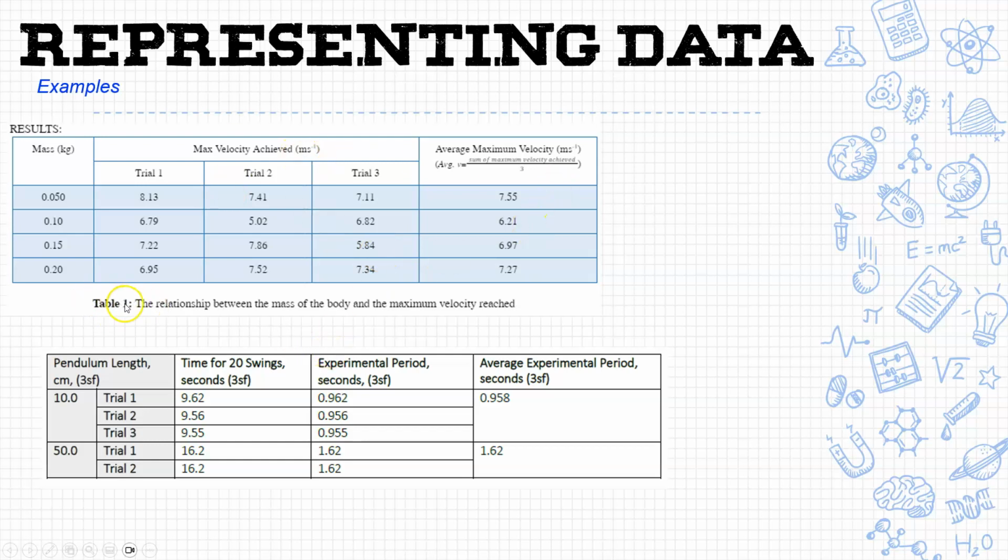See how we've got the table label below? This is what I talked about earlier. So table 1 is the relationship between the mass of the body and maximum velocity reached. Another example, this was a pendulum experiment. So we've got pendulum length in centimeters, time for swings in seconds, the period is in seconds, experimental period is in seconds, trials, data. It's a really nice looking table. I cut off the figure label, but they had one below as well. So some examples of really good data. The main thing is headings and units in the top, never units inside the values.